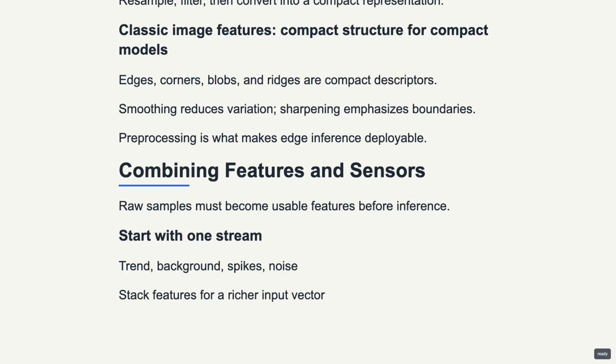That stacking often gives the first practical improvement, because each feature contributes a different clue. The goal is diversity without chaos. Enough information to help the model, but not so much noise that the input becomes hard to learn from.